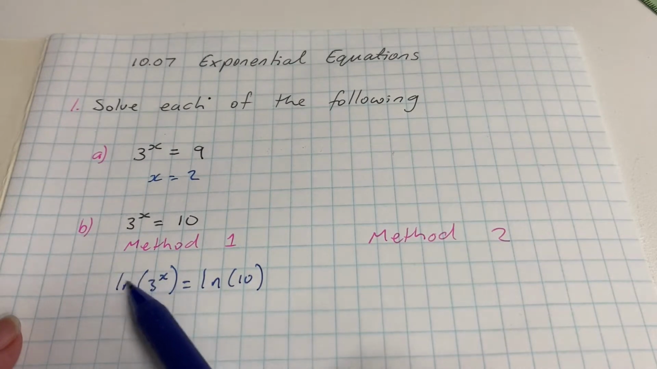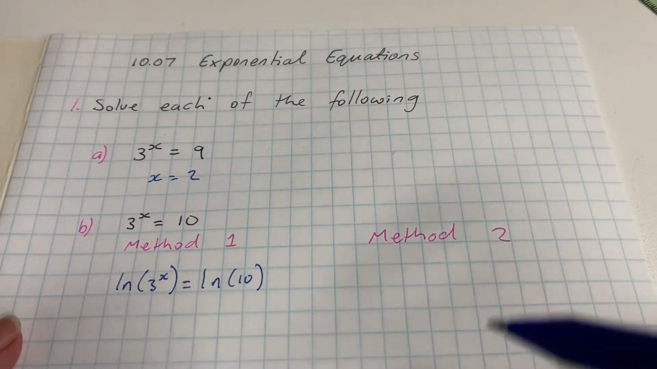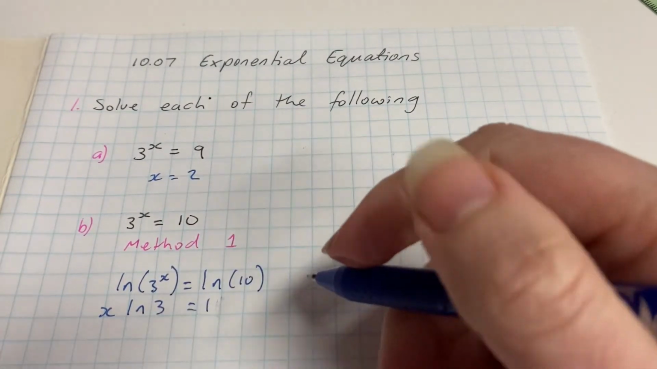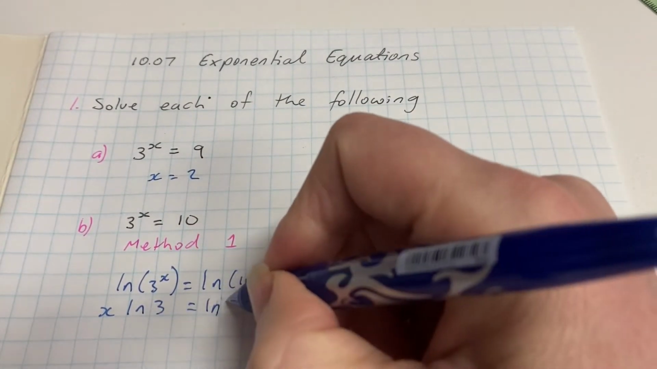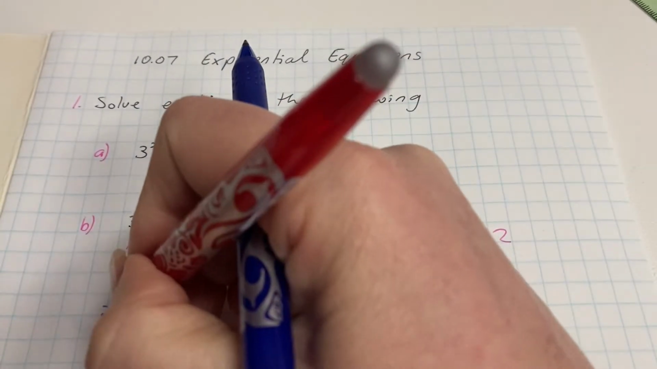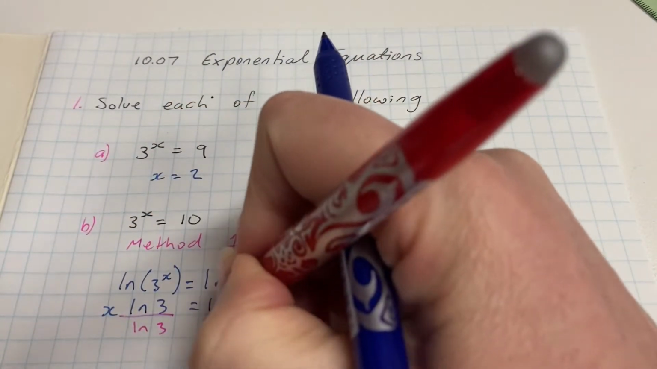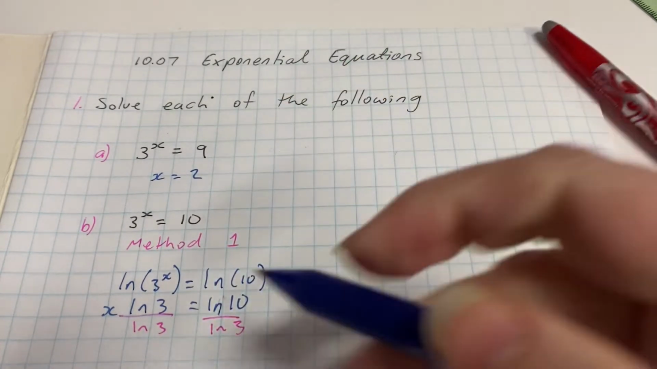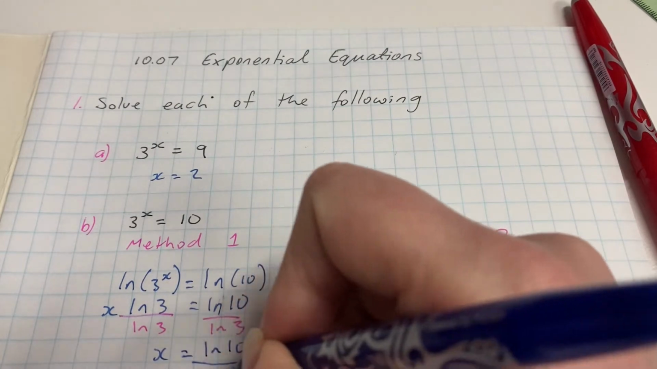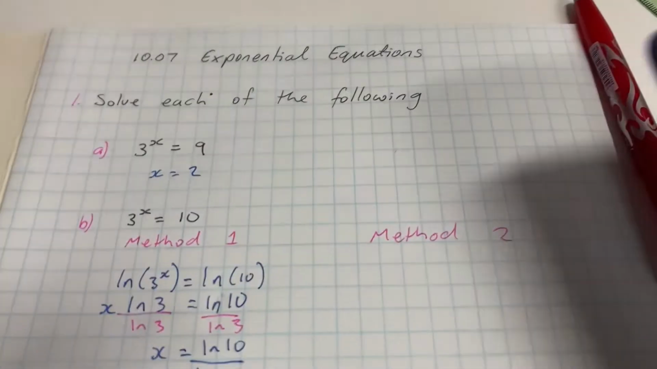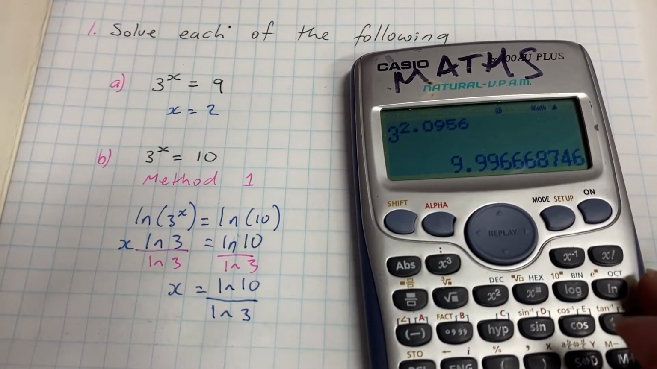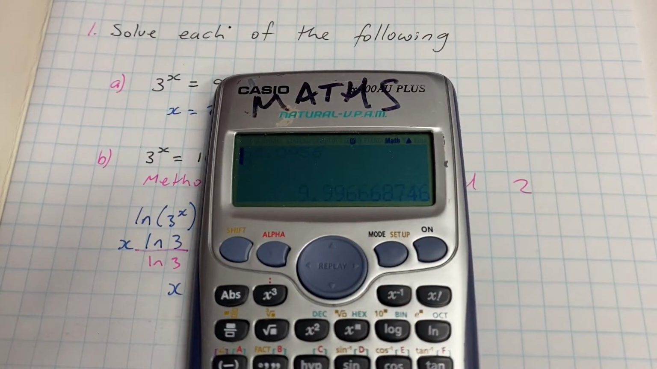And then with this we can use that rule where the x goes flying down the front. So x times log 3 equals log 10, and then all I need to do is divide each side by log 3. So divide by log 3, divide by log 3. So x equals log 10 divided by log 3. Now if I had done that with log base 10, it'd be log base 10 over log base 3. Either way you'll get the same answer.